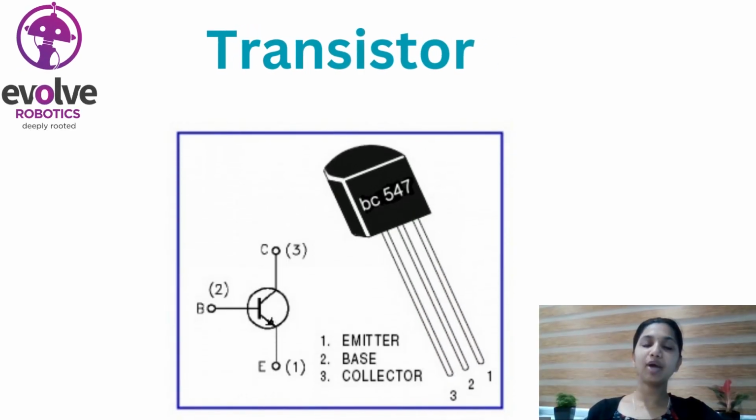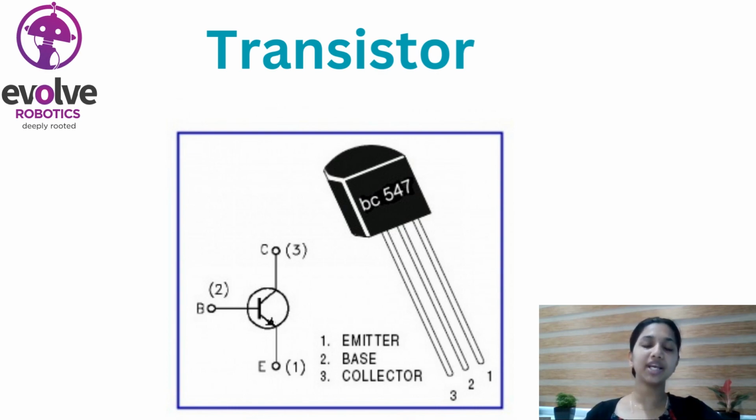Everyone, today I am explaining about the transistor. A transistor is a basic electronic component which can act as an amplifier as well as a switch. Amplifier means boosting a weak signal, and a switch is just like our regular switch. It can turn on and it can turn off. So our transistor can act like an amplifier and like a switch.